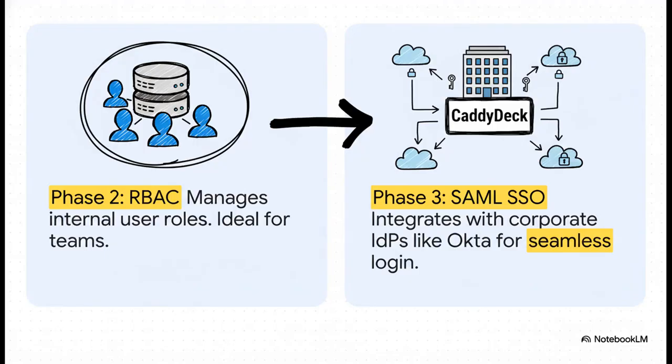Just look at the evolution of how users even log in. In phase 2, you had your own internal roles, which is great for a self-contained team. But phase 3 adds SAML-based single sign-on, SSO. And for any large company, that's not a nice-to-have, it's an absolute must-have. It means CaddyDeck can plug right into their corporate identity system, like Okta or Azure AD. So employees just log in with the same credentials they use for everything else.